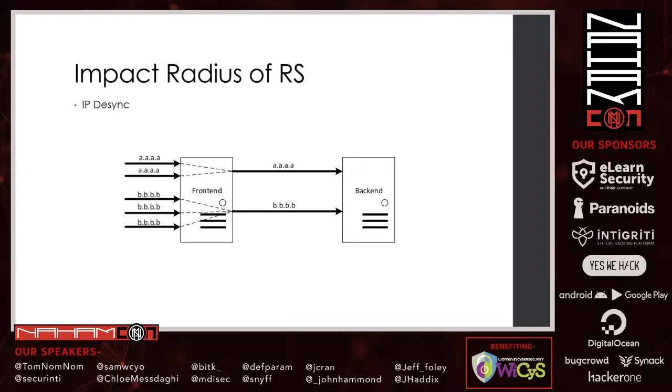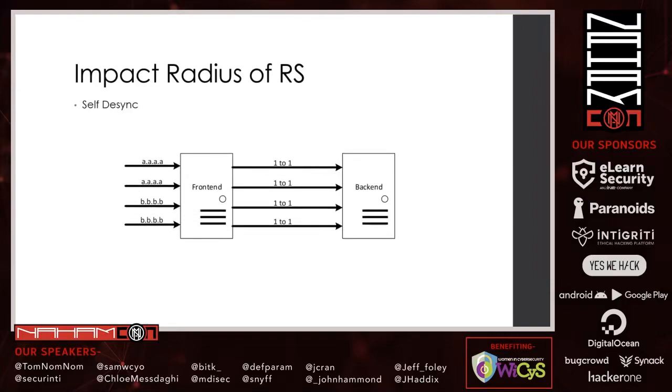The impact radius of an IP desync is a little bit more limited. In this case, the attacker can only affect neighboring connections from their IP address. This is still dangerous because an attacker can still affect victims behind a common VPN or corporate proxy server. However, a desync attack from one IP address cannot affect web requests from a different IP address.